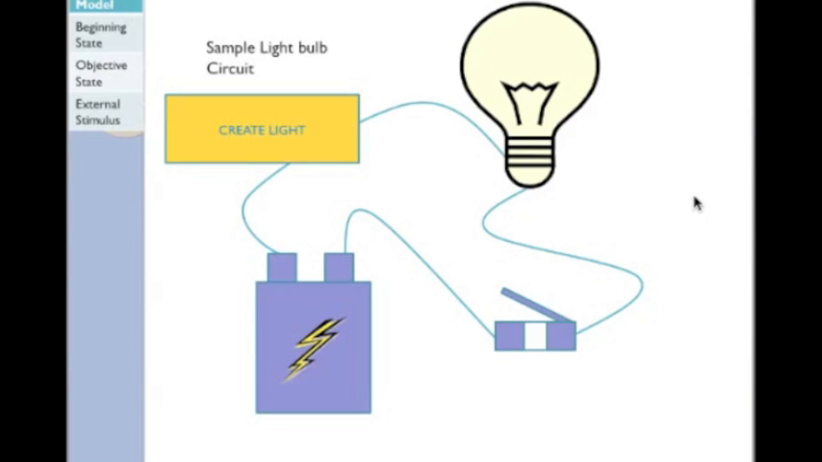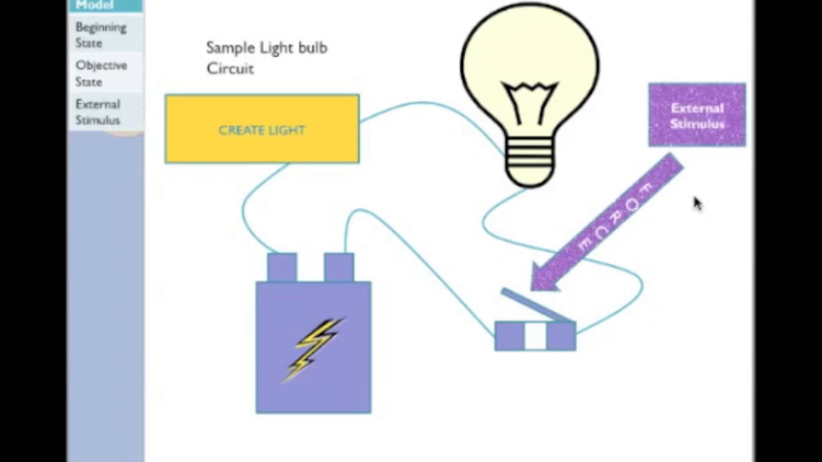The function model describes the beginning state of the system, in this case where electricity is in the battery, the switch is open, and there is no light. The function model describes the external stimulus necessary to affect the change in states, in this case a force applied to the switch, and the objective state of the system, a state with light. Let's take a look at the actual function model for the system.